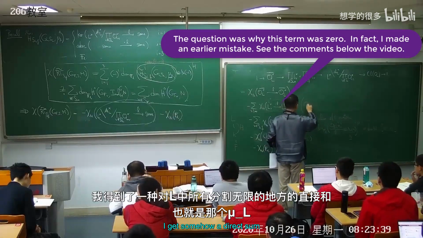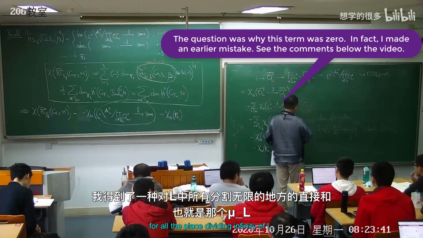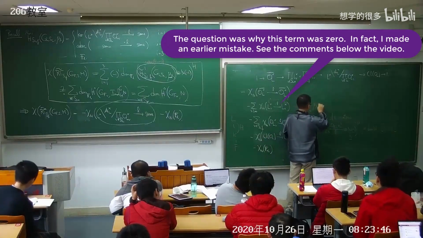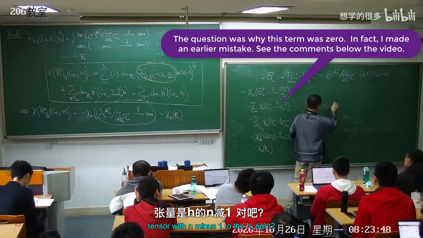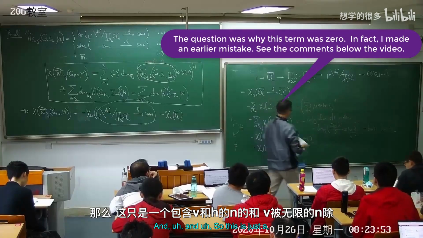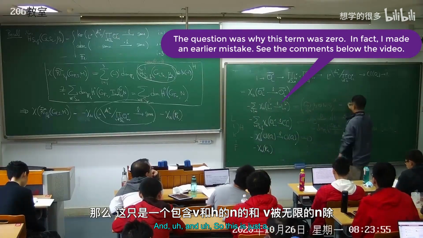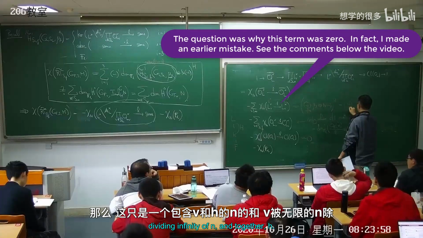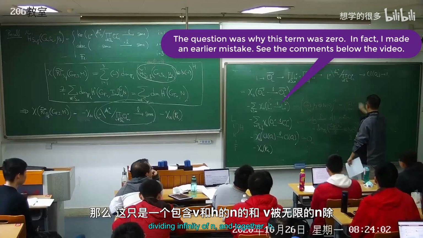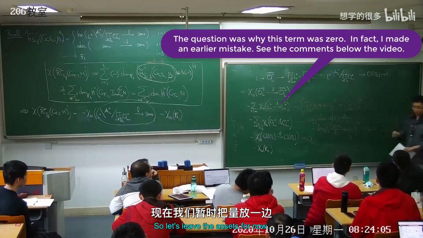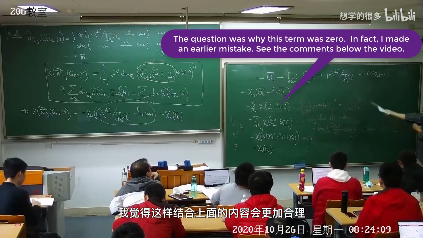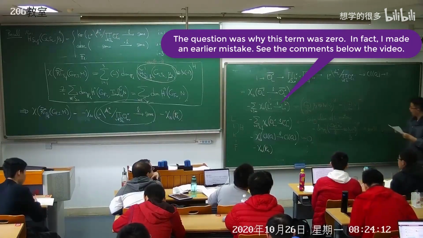I get somehow a direct sum for all the places dividing infinity of L, that mu L tensor with N minus 1 to the H, right? And so this is just a direct sum over v dividing infinity of N, and together H. So let's leave it as is for now. Okay? I think this will combine well with the one on top.